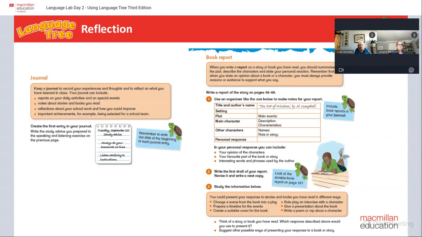It doesn't just have to be a straight report. Some ideas: change a scene from the book into a play, prepare a timeline for the events, create a suitable cover for your book, role play an interview with a character, give a presentation about the book, write a poem or rap about the character. And that just makes it a bit more interesting than always having a straight book report. Right, can we have the next slide, please?